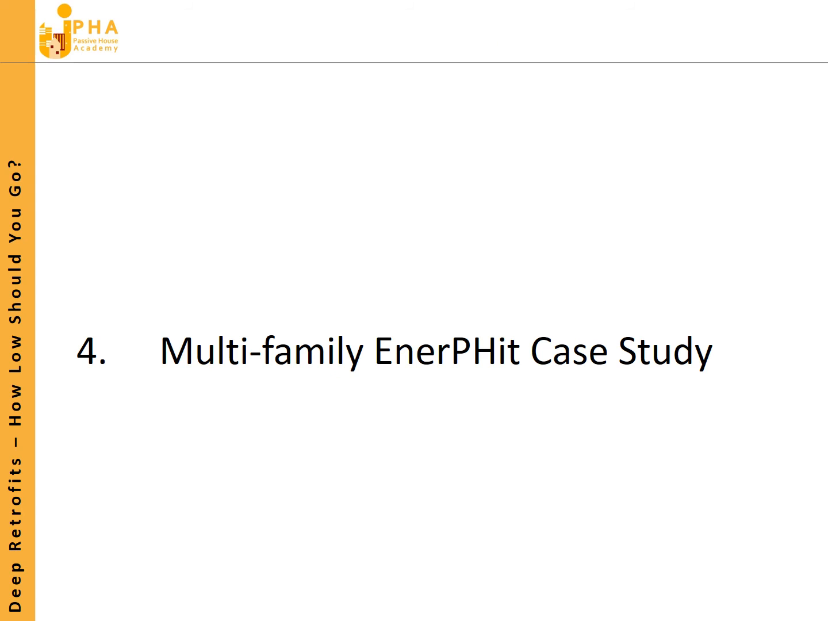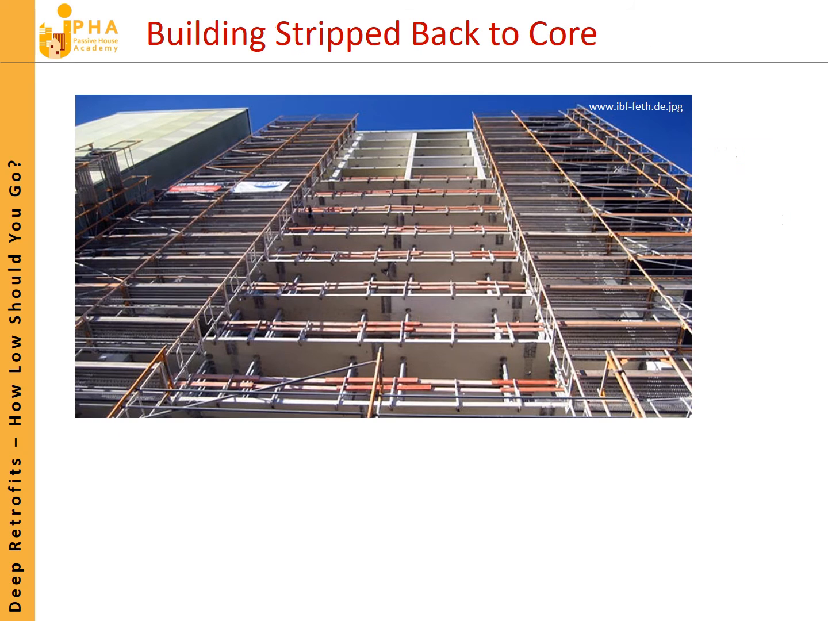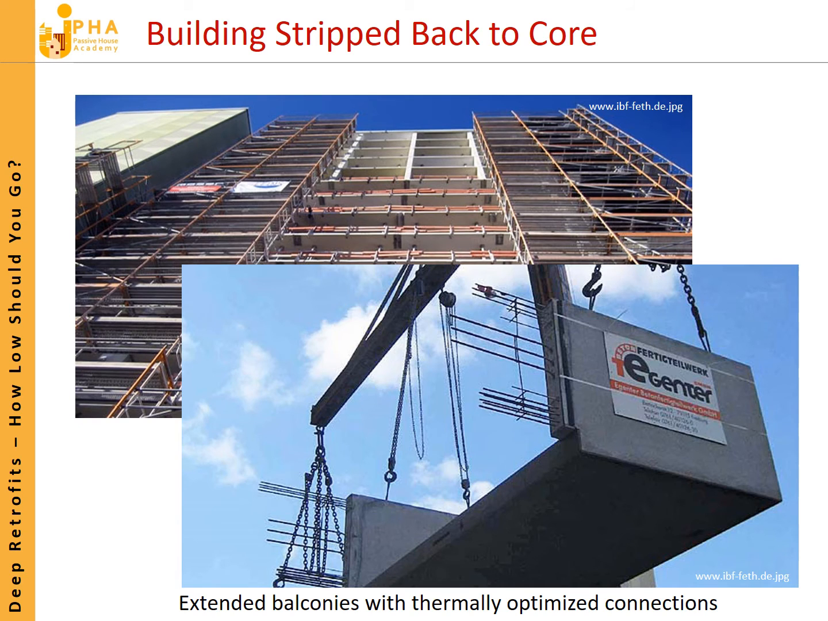Okay, let's have a look at a case study. This is a 20-story EnerPHit project in Germany, which was retrofitted from a very poor condition. You can see the air tightness they got was 0.2 air changes per hour, so an incredible performance in terms of comfort. This building was reskinned completely, so they took the facade off, they rearranged the spaces internally and then put on a new facade, and also put on some very nice thermally separated structural balconies.